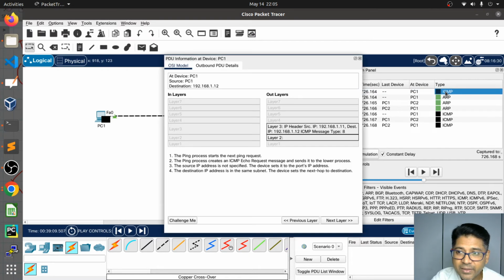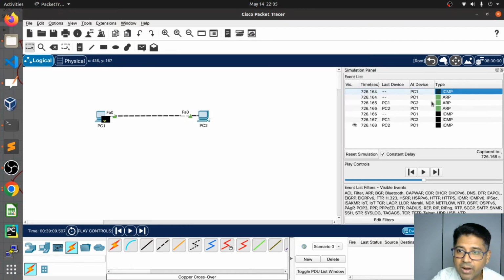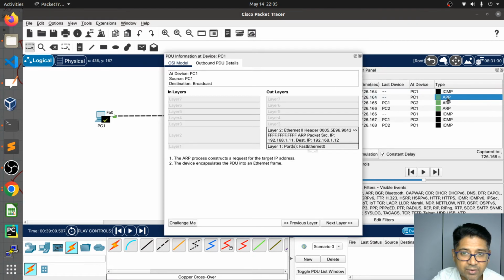So what does ICMP do? It sends from PC1 with the layer 3 address. What is the layer 3 address? Source is 192.168.1.11, destination is 192.168.1.12. They created the layer 3 packet. Now, what happens next after creating the layer 3 packet?